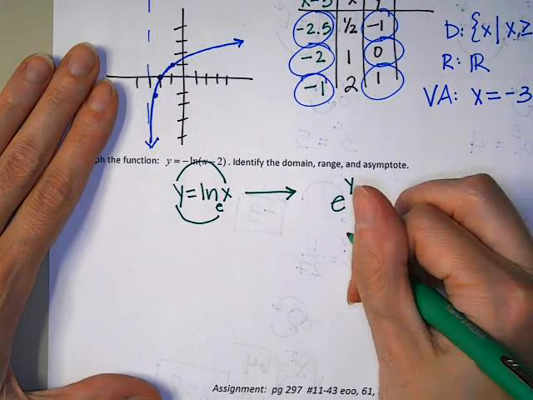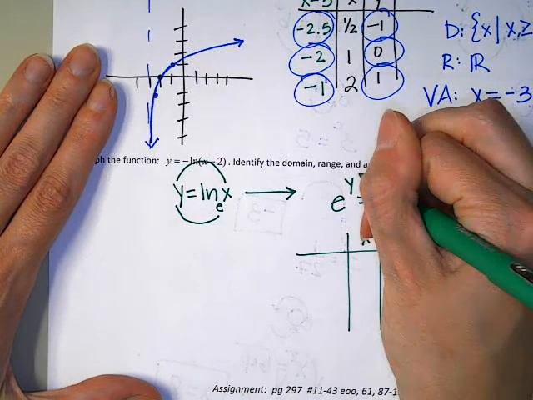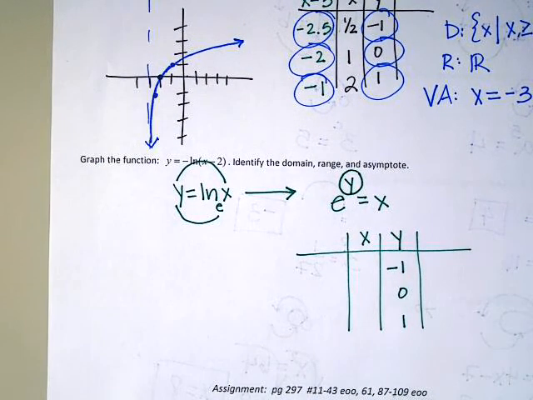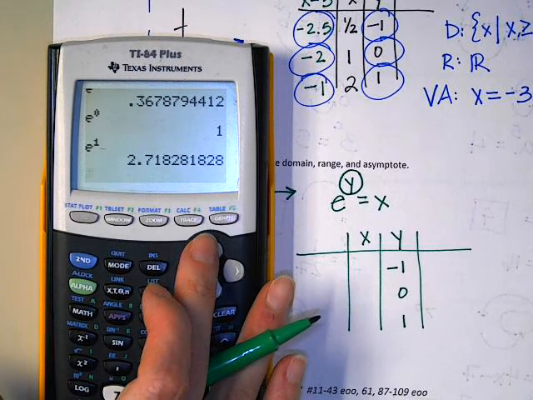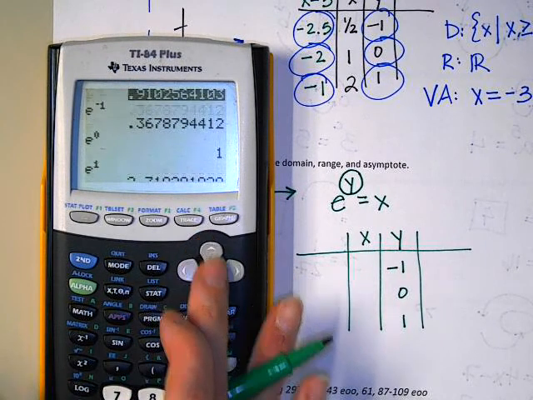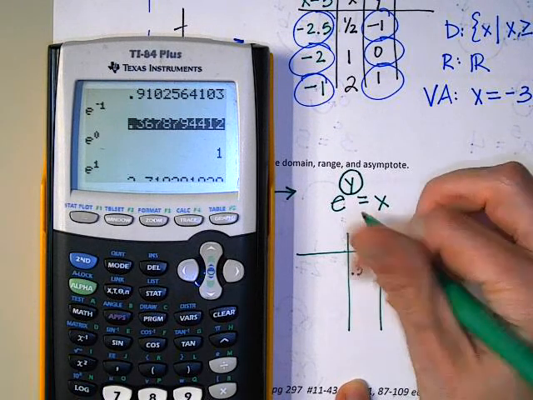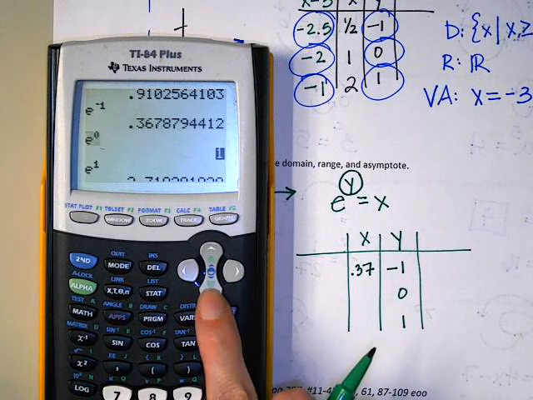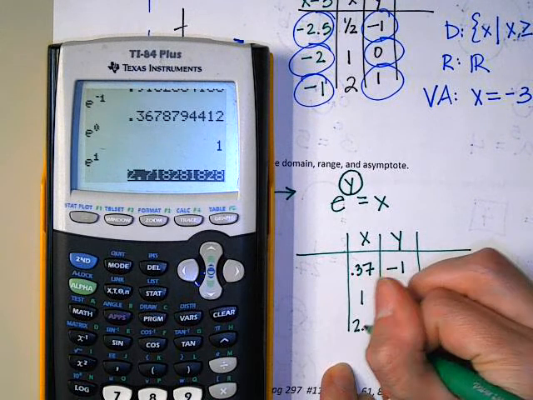Okay, now remember, when you make a table now, because it's an inverse function, we're actually plugging in y's. So I'm going to do negative 1, 0, 1. And we're getting x's. All right. Oh, actually, I have it up here already. e to the negative 1 was 0.37, we could just do 2 decimal places. e to the 0 is 1, and e to the 1 is 2.72.